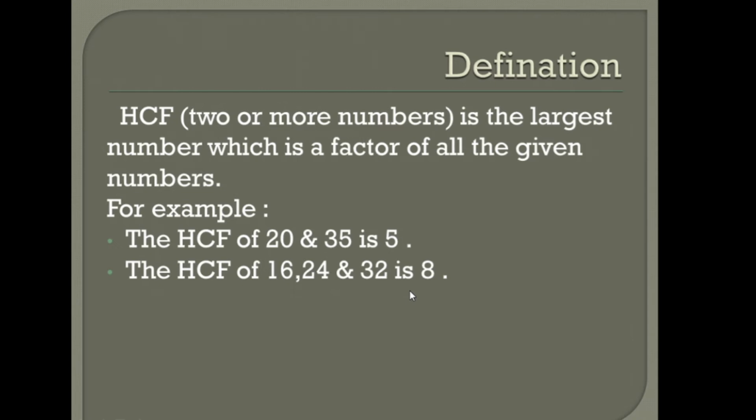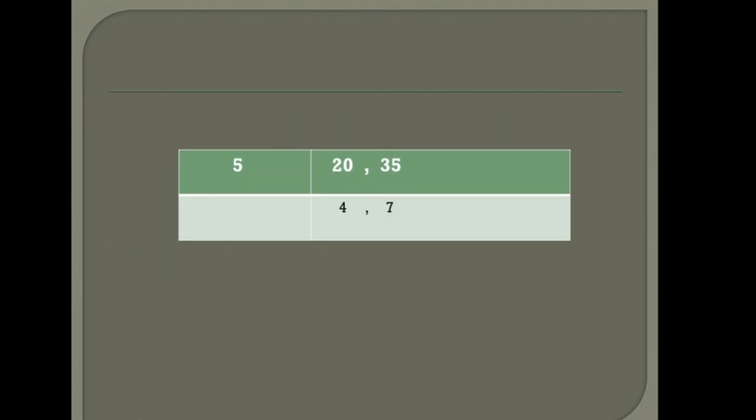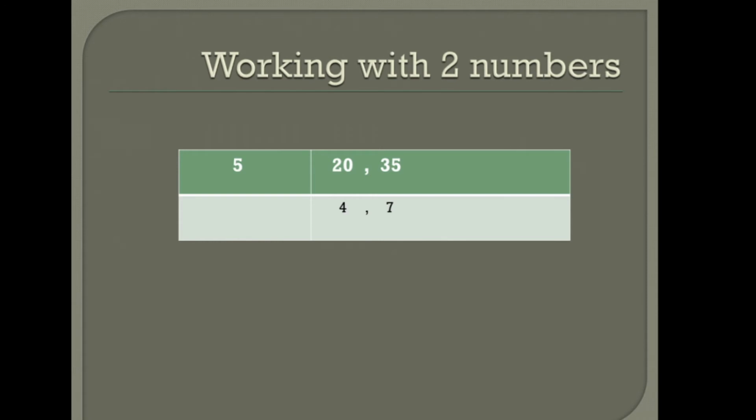Now there is a point: how do we come to know that 5 is the HCF and 8 is the HCF of such numbers? For that, I am going to explain the working. This time I am going to explain the working with 2 numbers. The numbers are the same which we have already discussed. It says the HCF of 20 and 35. Basically, there is another method as well to find the HCF, but this is the simple method and will be helpful in the next classes.